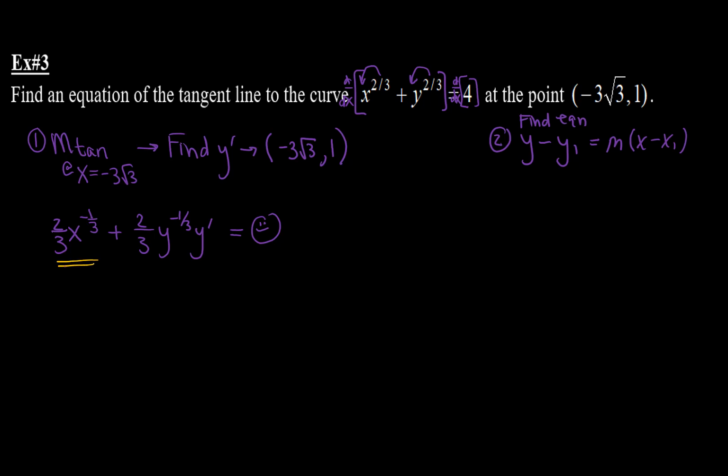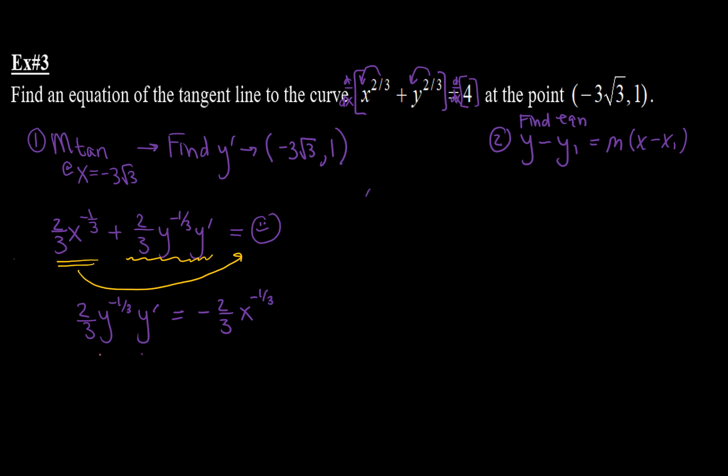Anything without a y prime is going to go on the right side. Anything with a y prime is going to stay on the left side. So I'm going to move that other term over. So I'm going to have 2/3 y to the -1/3 times y prime equals -2/3 x to the -1/3.